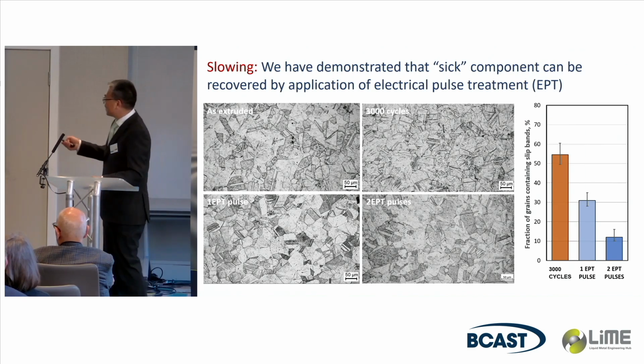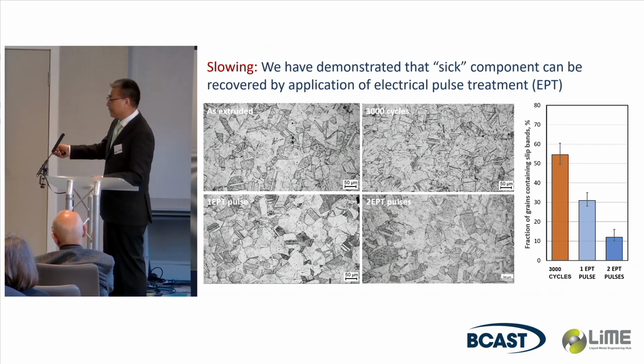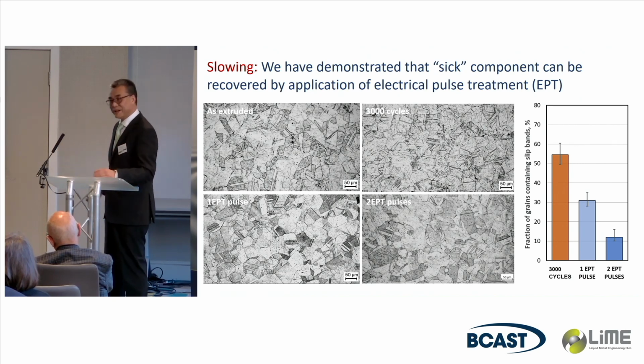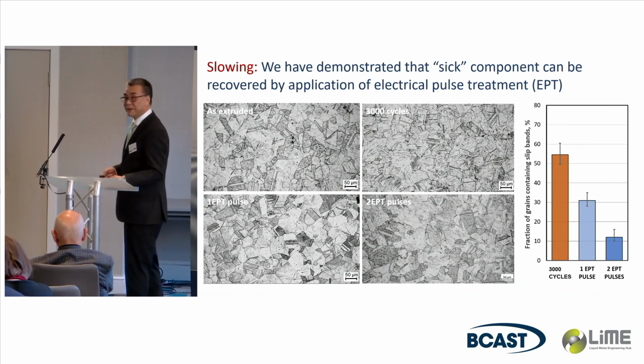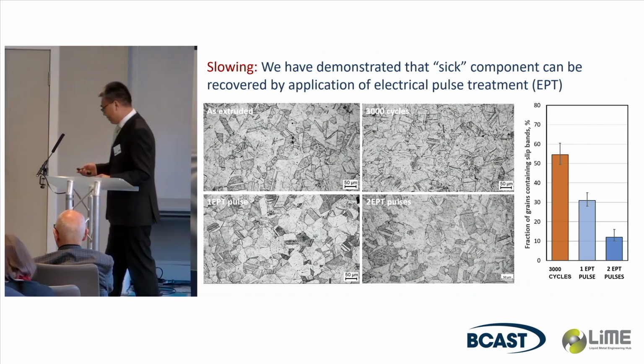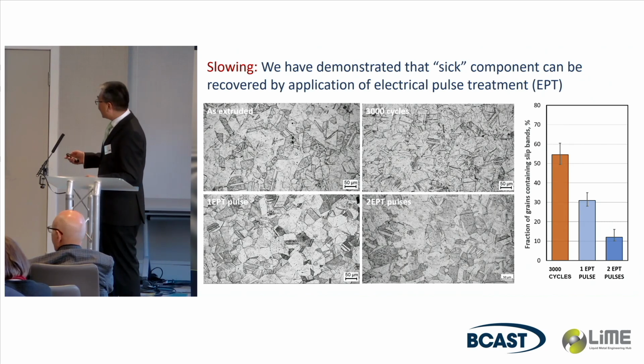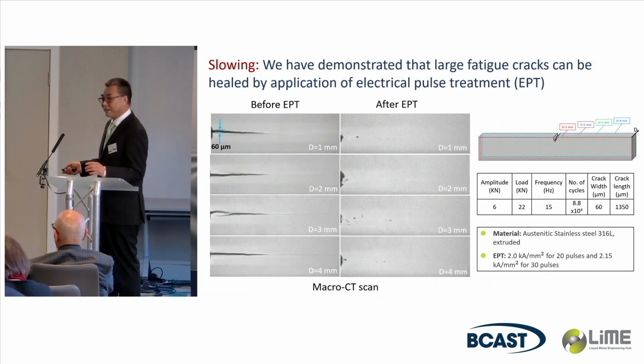For thick components, after 3,000 cycles you can see lots of slip bands here. One electric pulse treatment is much cleaner, and 2 pulse treatments cleaner still. One pulse is about 0.5 seconds. Quantified here, after 3,000 cycles, more than half of the grains contain slip bands. One electric pulse reduced that to 30%, and 2 reduced it to 10%. Basically, you can recover thick components.